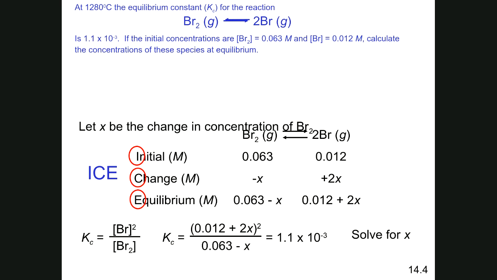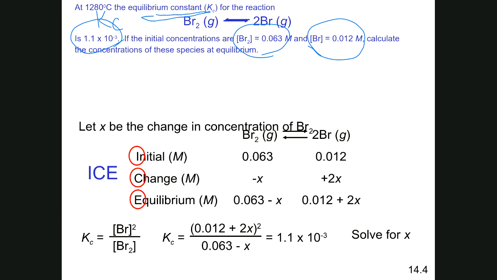We have the equilibrium constant given to us for the reaction Br2 gas going to 2Br gas. The initial concentrations are given. The K value is given, so this is the Kc. We have the concentration for the reactant and the concentration for the product, but these are the initial values. We are trying to find the values at equilibrium.